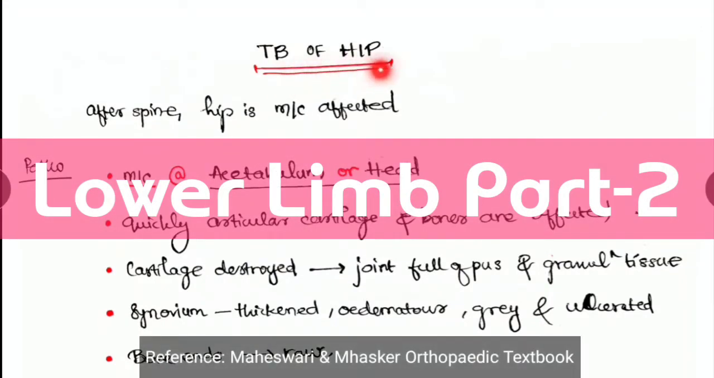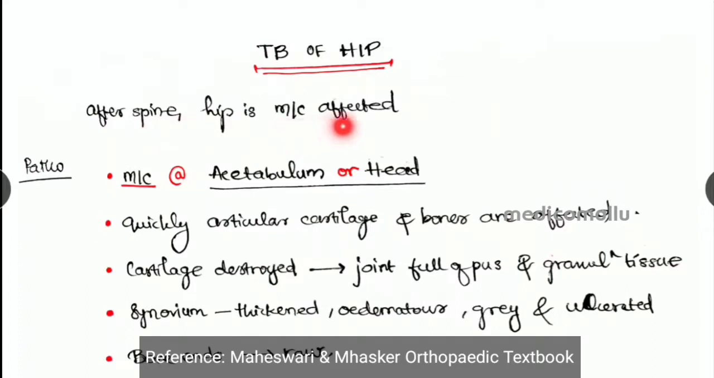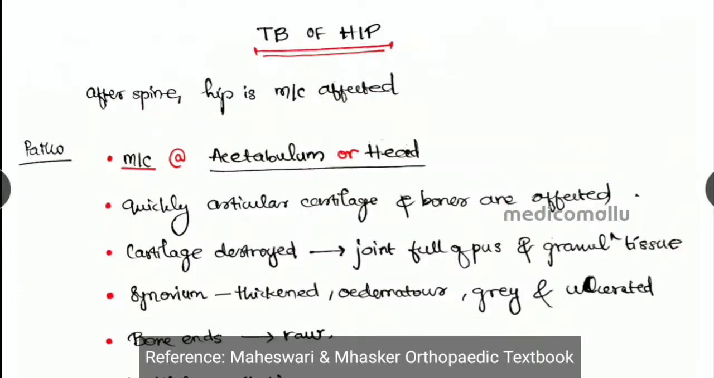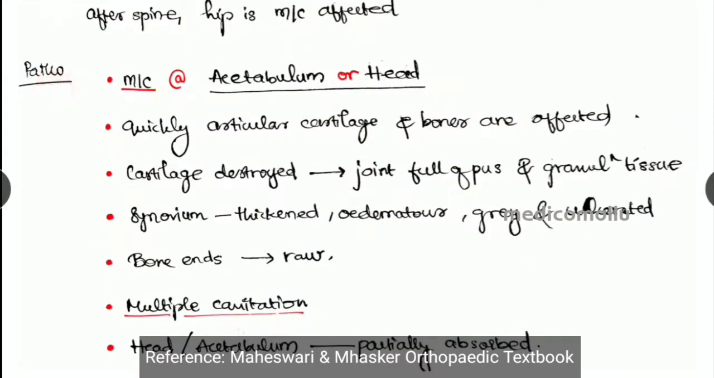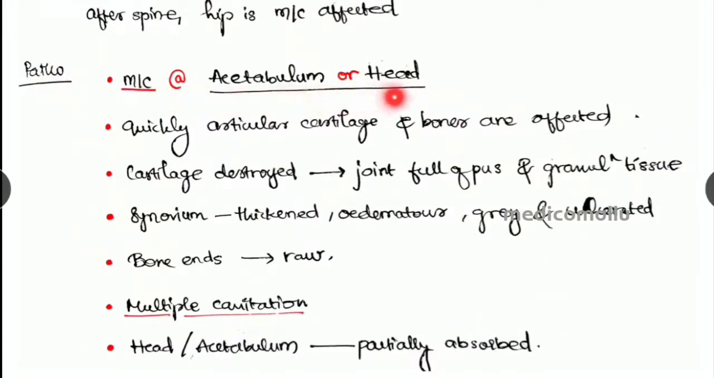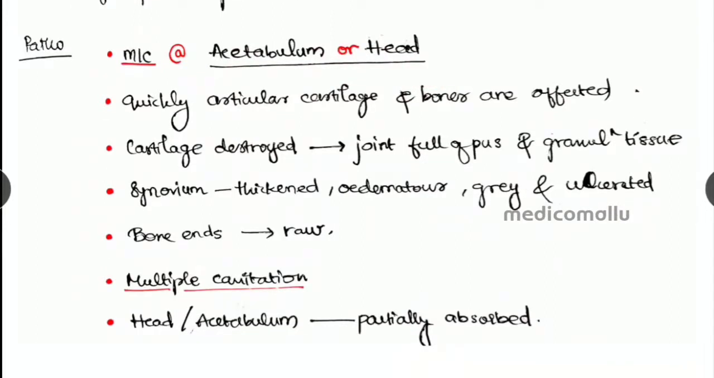Next topic is tuberculosis of the hip joint. After the spine, the hip is the most commonly affected bone in tuberculosis. The pathological features are: most commonly it is seen at the acetabulum or the head of the femur. Quickly the articular cartilage and the bones are affected. The cartilage is destroyed and thus the joint is full of pus and granulation tissue.